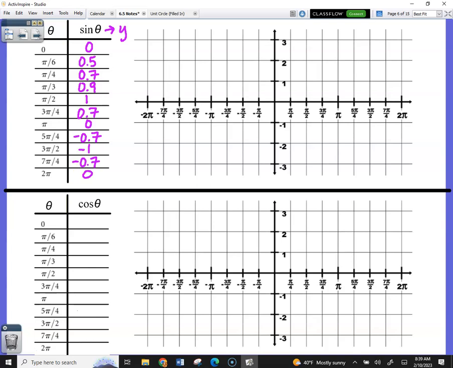All right, we're going to plot this on the graph. 0.5 should be right in the middle. 0.7 should be a little past it. 0.9 should be almost to the whole number, right? Okay, so you've got 0, 0 right here.